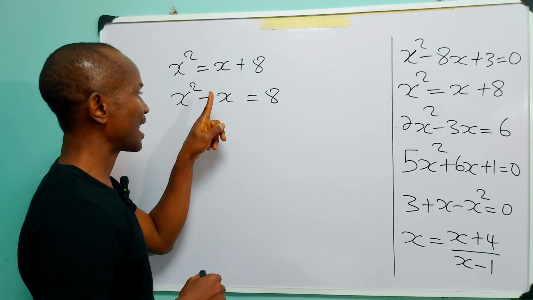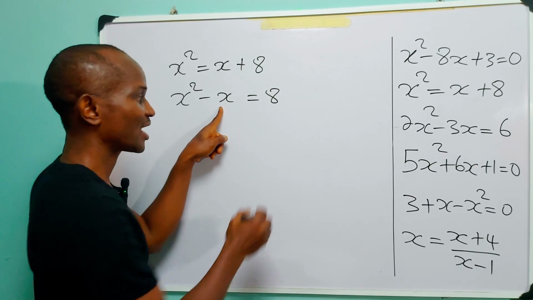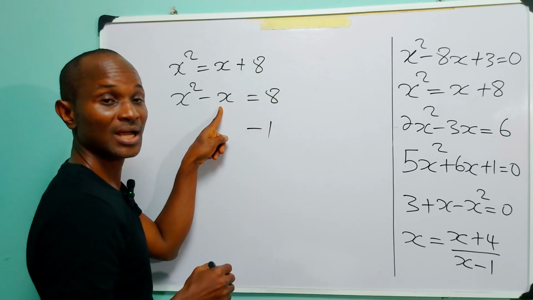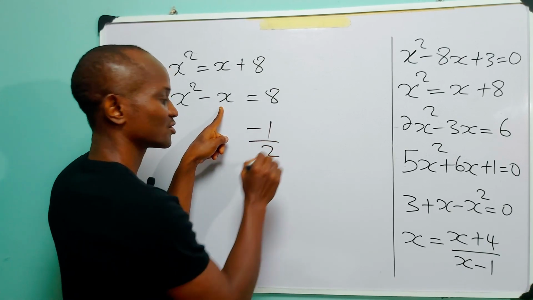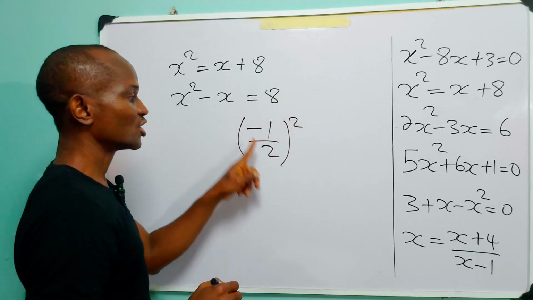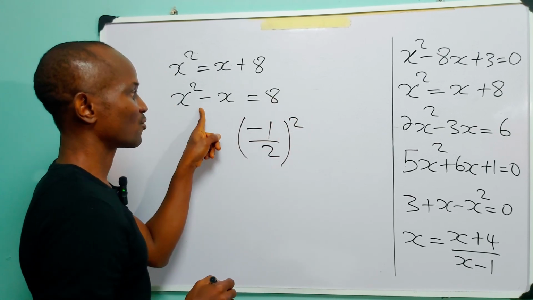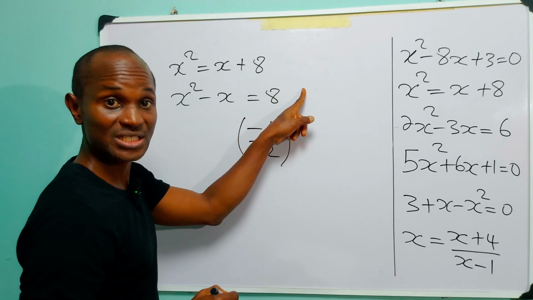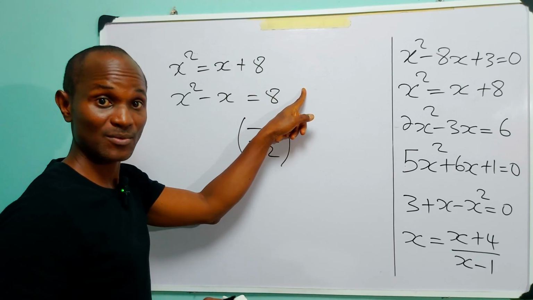So the next step is to add the square of half the coefficient of x to both sides of the equation. And in this case, the coefficient of x is minus 1. Half of it is minus 1 over 2, and the square of that is this. So this is the quantity that we add to both sides of this equation to complete the squares.